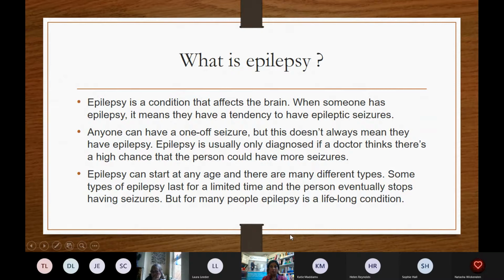As I said, some children can outgrow their epilepsy, but for a small portion of children, it is a lifelong condition, and therefore it's important to do the appropriate psychology that goes with the diagnosis of epilepsy.